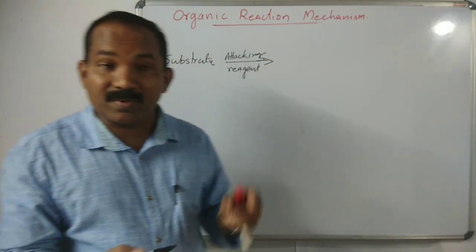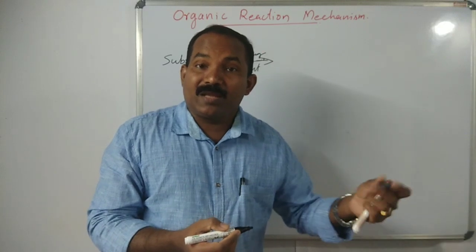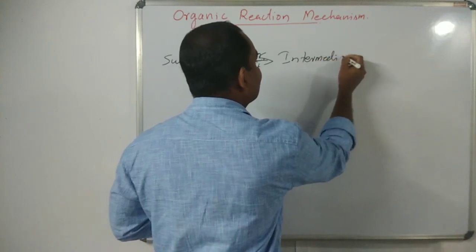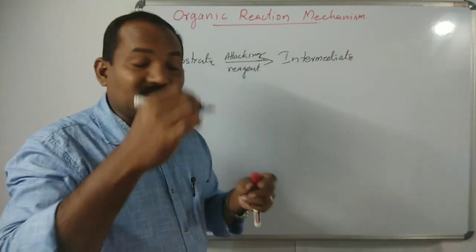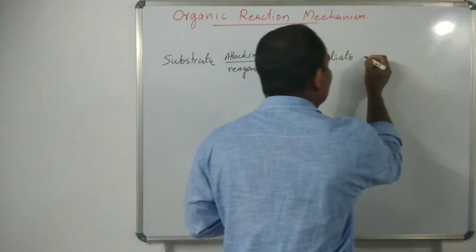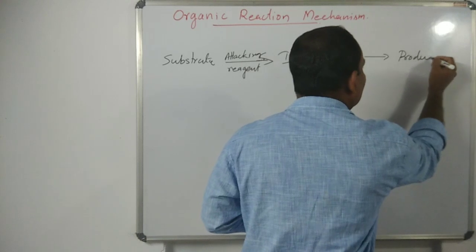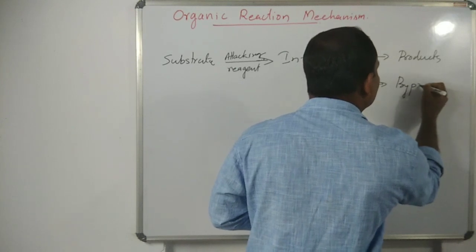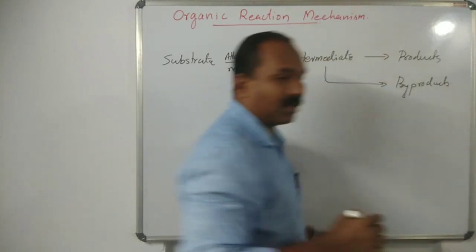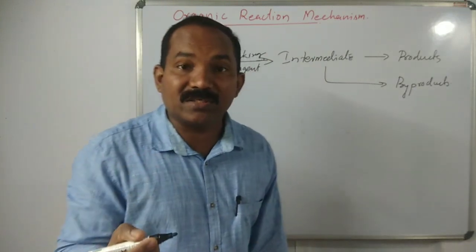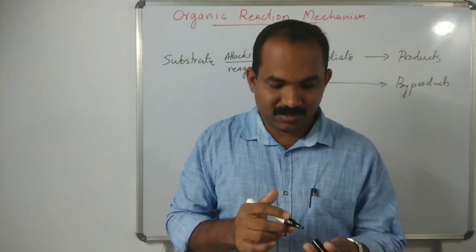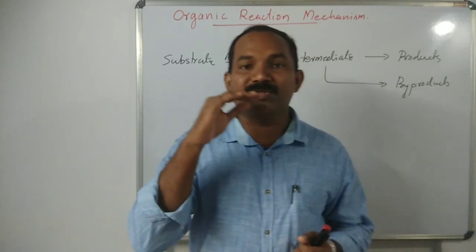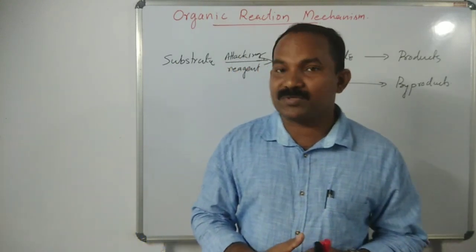An intermediate is formed before making the product. That intermediate decomposes and gives products. Also it gives byproducts. So what is a substrate? The molecule which supplies carbon is called a substrate.